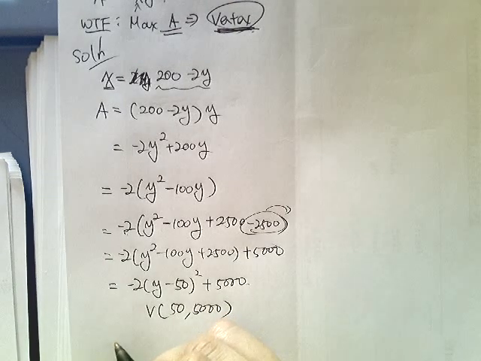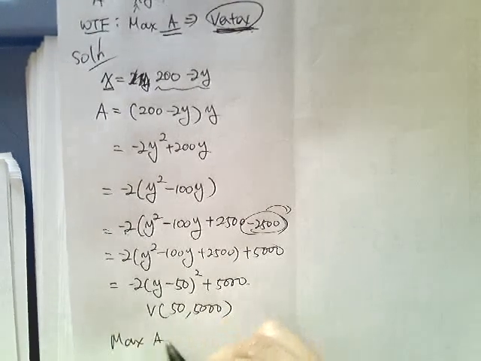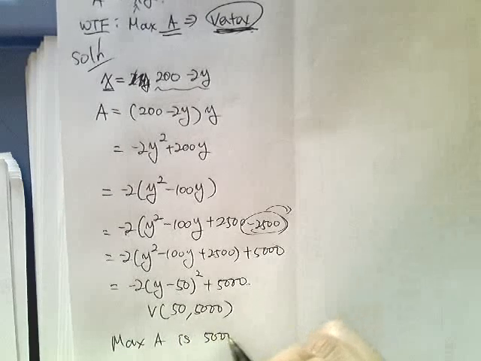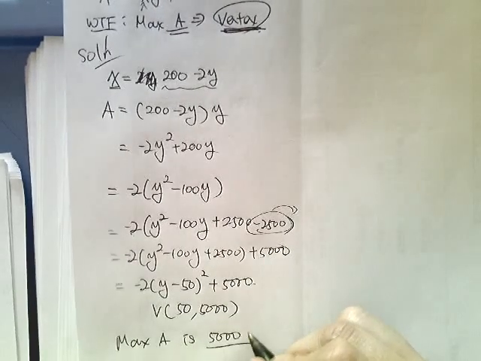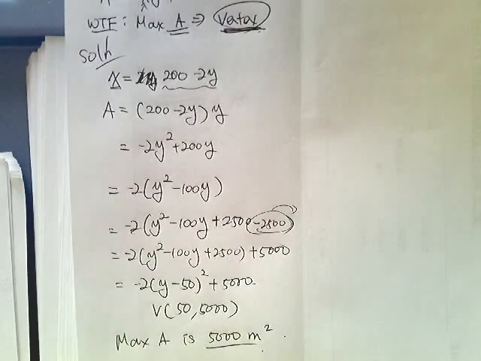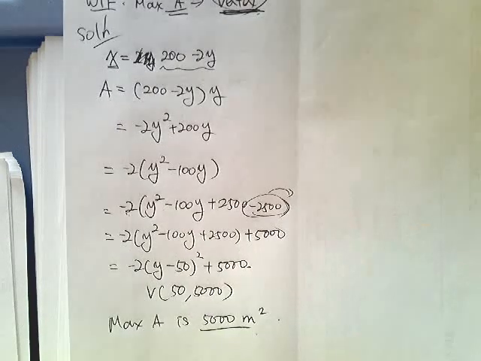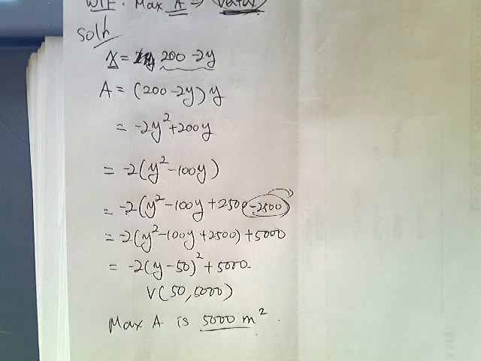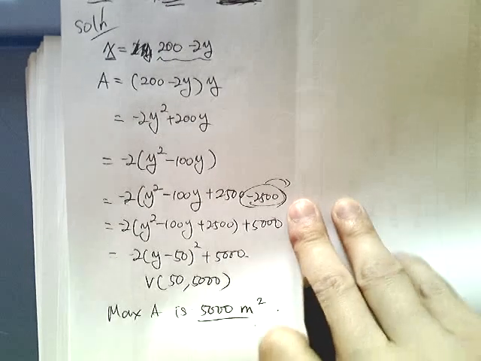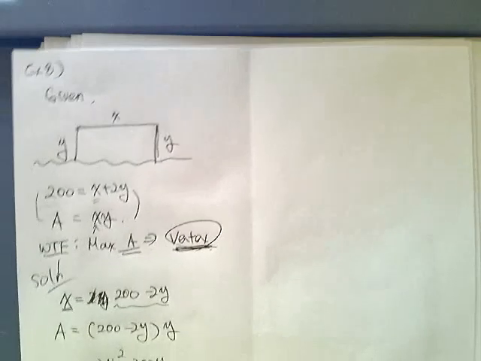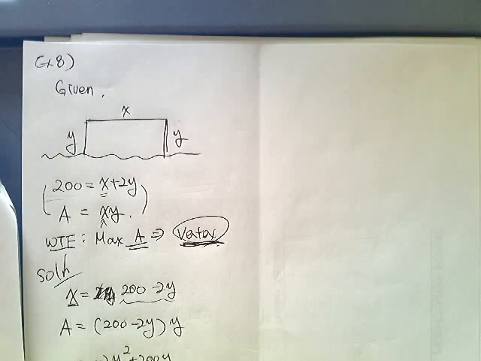Therefore, the max area is 5,000 square meters. Okay, so that's how we do question 8. Now the last question, which is question 9. This is another tricky question too. It's really simple and fundamental. However, if you don't know what's going on, this is pretty much dead.